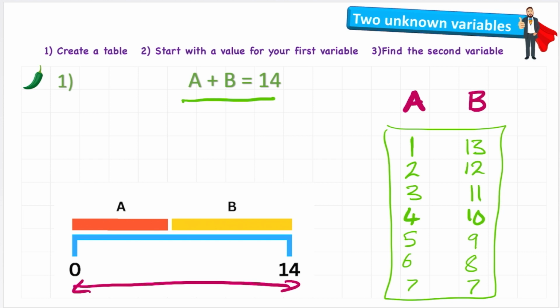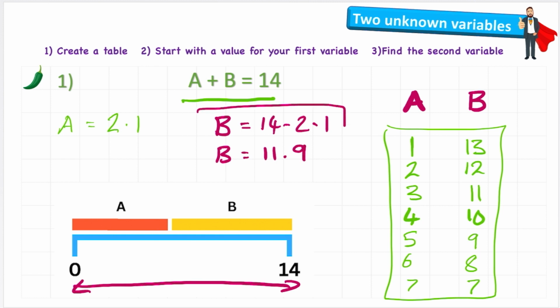Well, no. Because what if I said that a is a decimal number, and the measurement of a is 2.1? Well, let's use our equation again to work out b. So b equals 14 subtract 2.1. So therefore b equals 11.9.